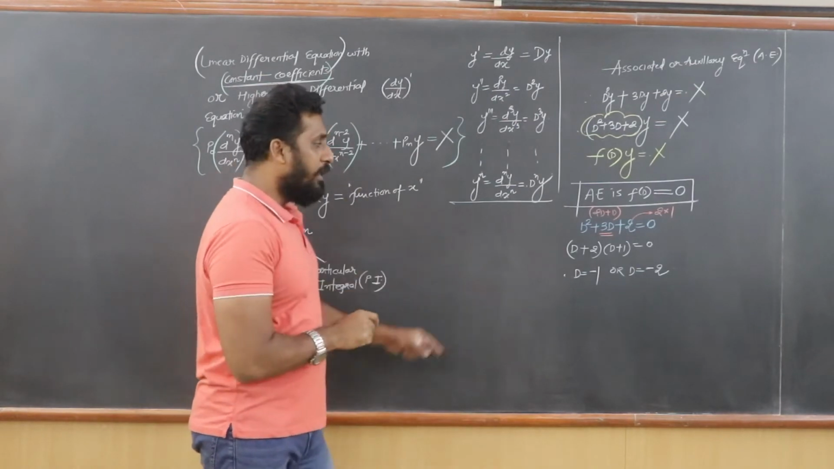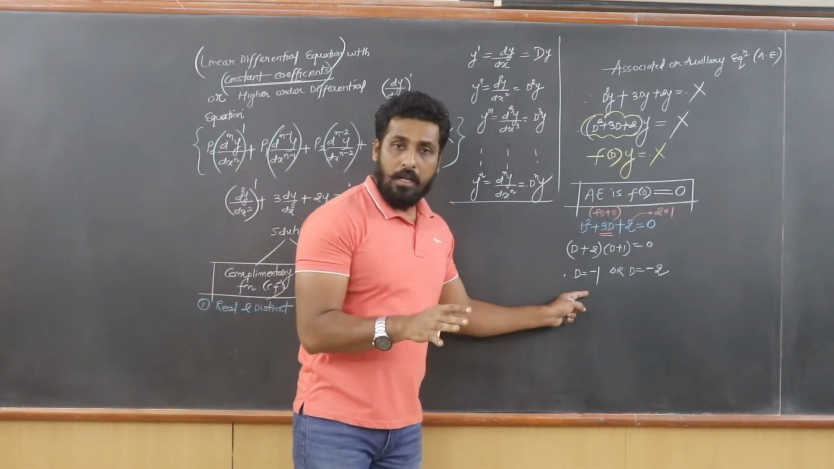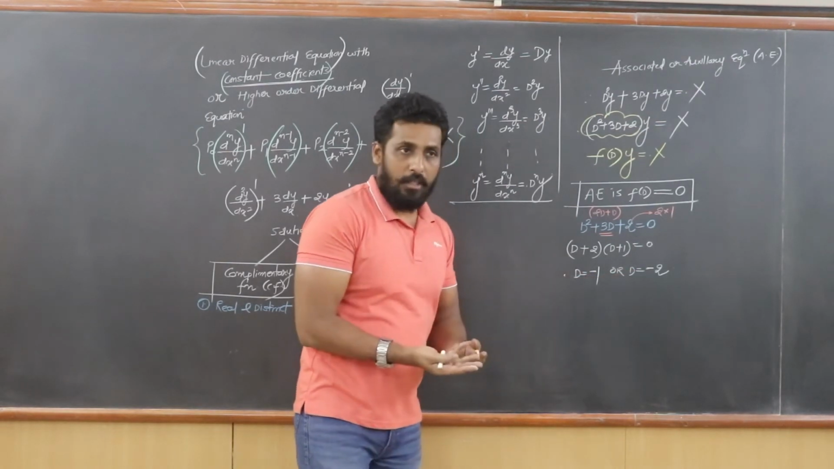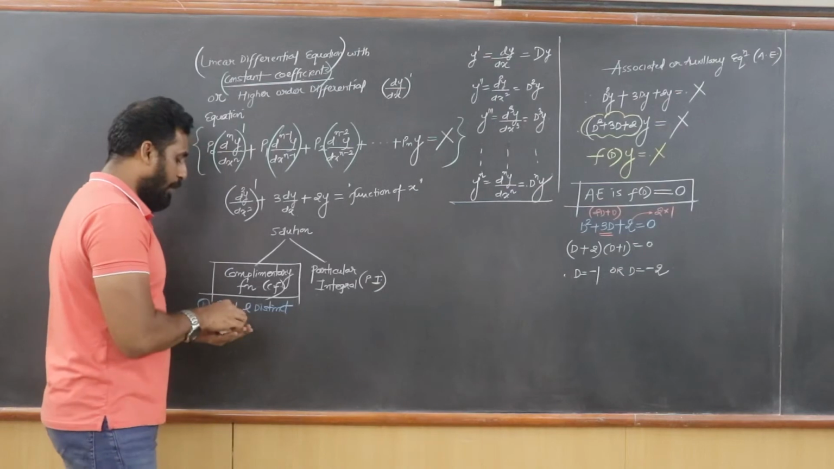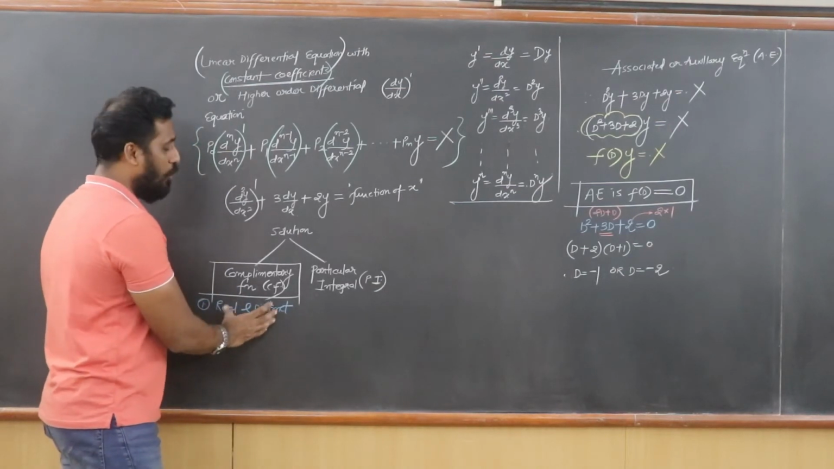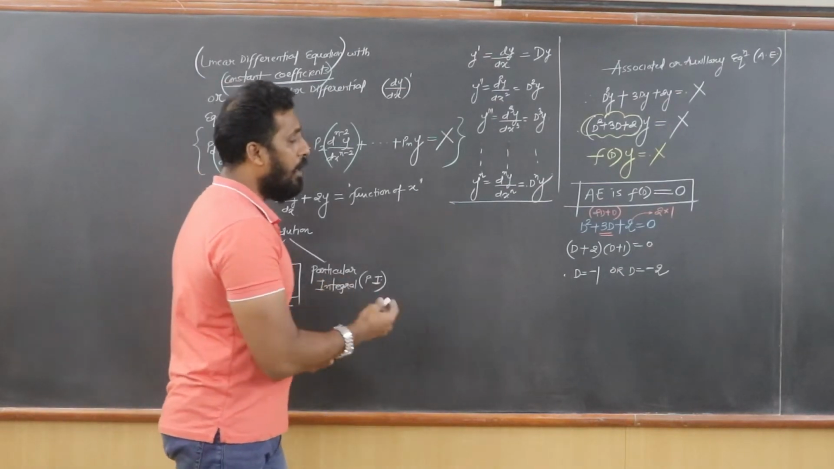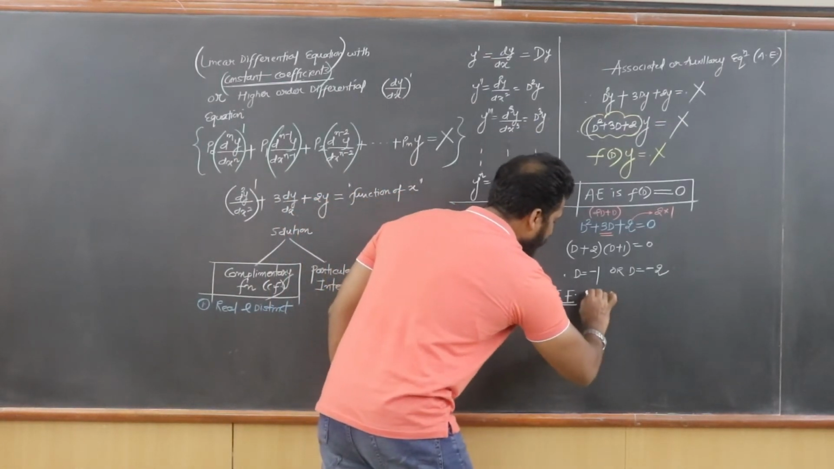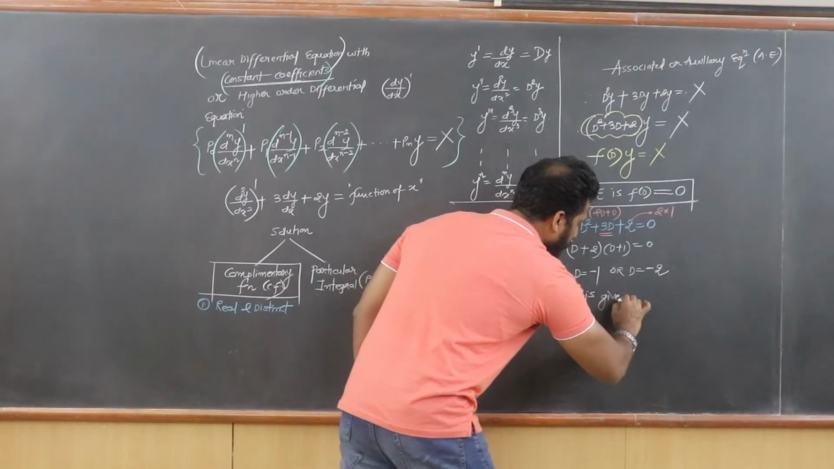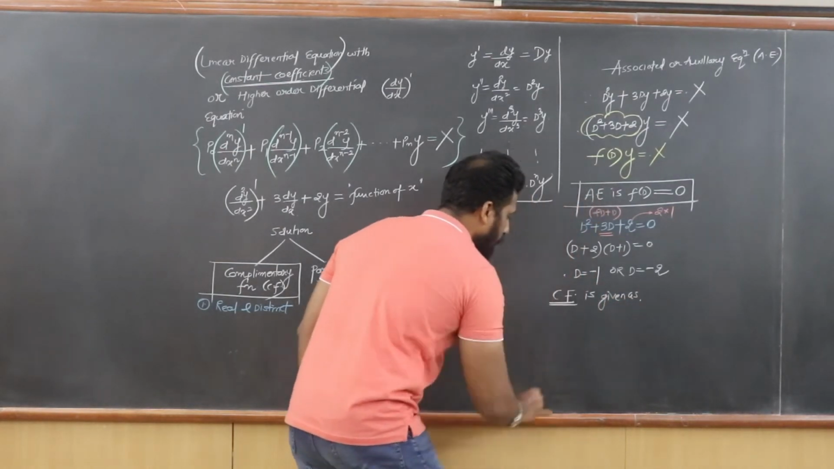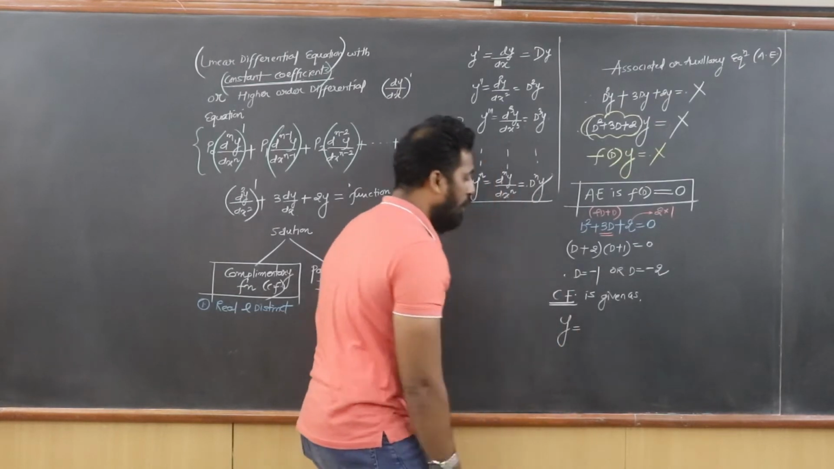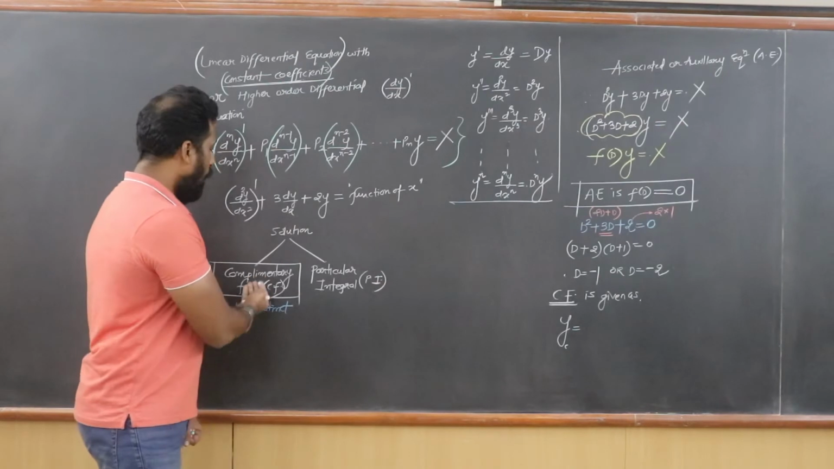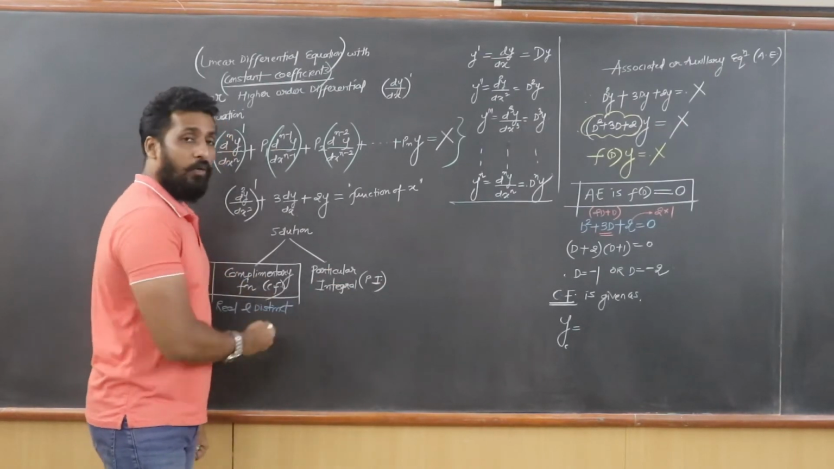If you observe, these roots are real and they are distinct. Minus 1 and minus 2, they are different. So whenever you get real and distinct roots, that is the first type of complementary function. See how I write the complementary function. CF is given as y is equal to, or sometimes we write yc, because as I said, the solution will contain two parts: one from the complementary function, one from the particular integral.